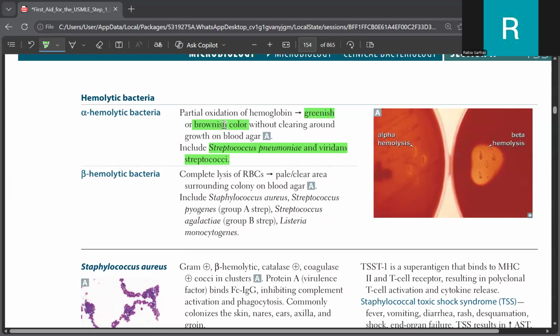Then there's beta hemolytic bacteria that cause complete lysis of RBCs, and so there is a pale or clear area surrounding the colony on blood agar. It includes Staph aureus, Streptococcus pyogenes, which is group A strep, Streptococcus agalactiae, which is group B strep, and Listeria monocytogenes. This is beta hemolysis, which is basically complete lysis of RBCs.